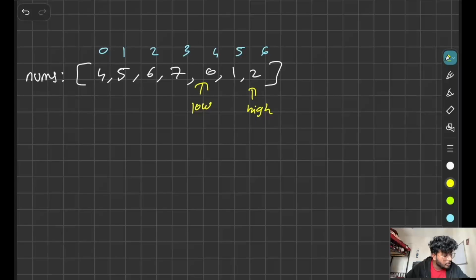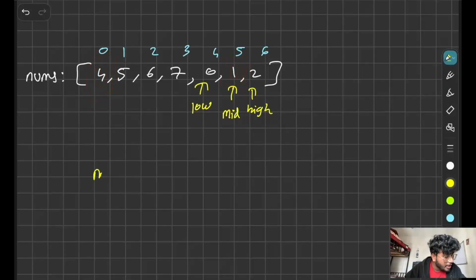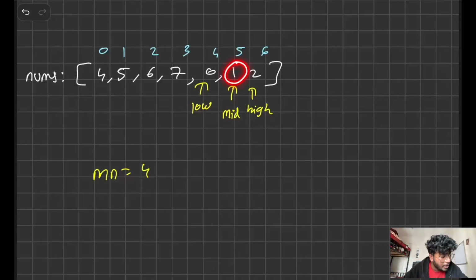So now this is my low, this is my high, and my mid would be this, right? Now nums of mid is 1 and nums of 0 is 4. Our reference point is nums of 0. I can see that my nums of mid is smaller than nums of 0. My minimum was initially initialized to 4, which is nums of 0, and I found something smaller than it on my mid pointer, right?